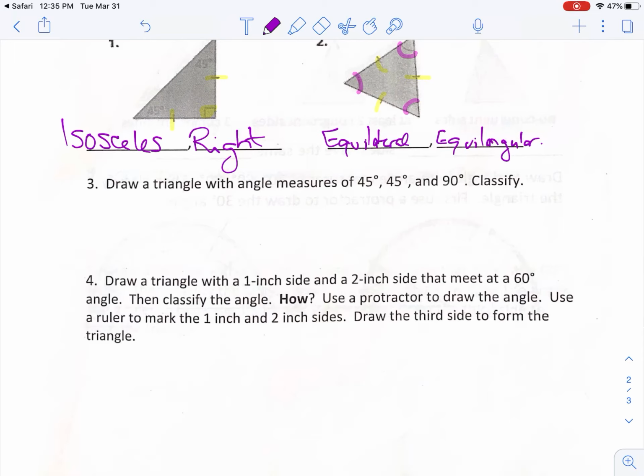And those other two below, 3 and 4, are all about practicing drawing angles. So again, we're going to skip those and not worry about those as of right now. So use this video to help you with your work.